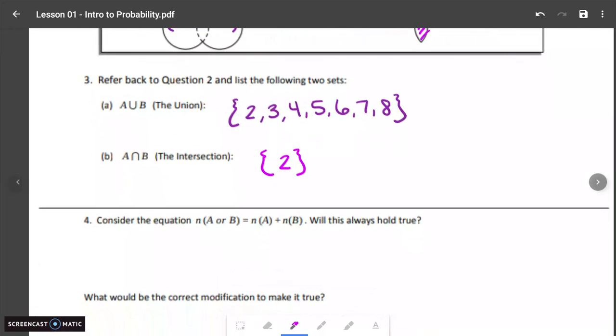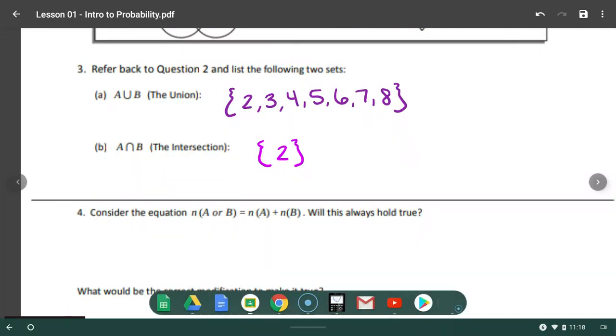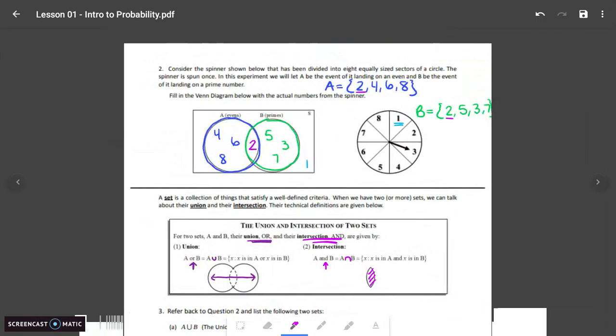Now, when I consider the equation N of A or B equals N of A plus N of B, will this always hold true? So let's see. N of A, so think about A. The number of A we had was 4, right?